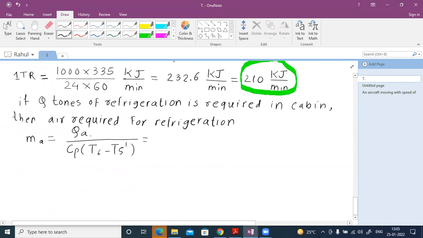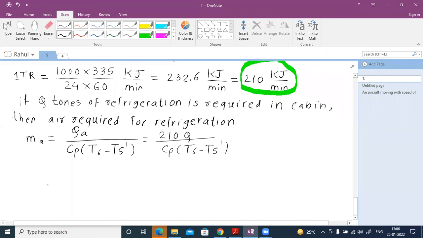So QA is the heat absorbed. How much heat is to be abstracted from the cabin? Q ton is to be abstracted, and Q ton is nothing but 210 into Q kilojoule per minute, divided by Cp into T6 minus T5 dash. Is that okay? This is how we calculate the mass flow rate.